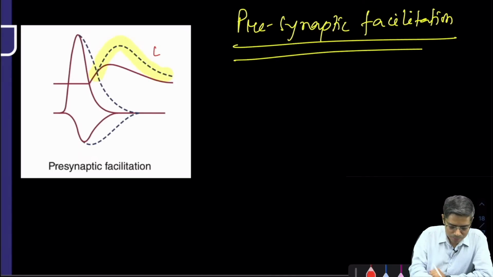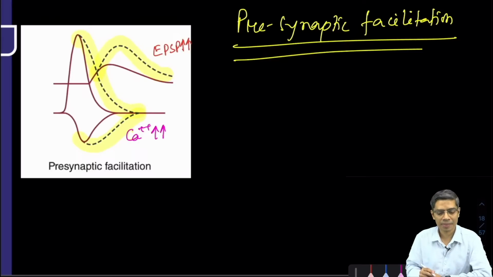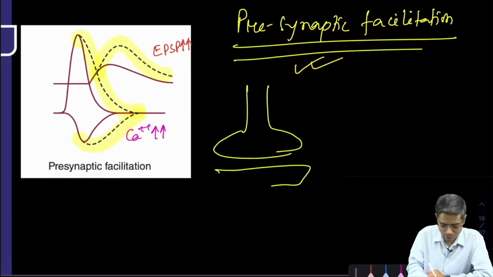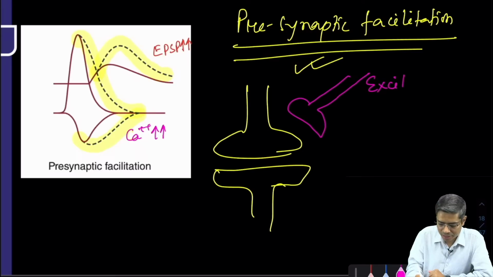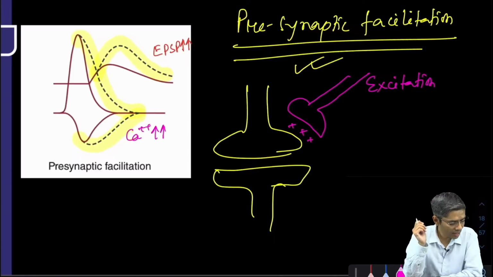Okay, this means the EPSP amplitude has been increased here. The broken line is showing that calcium entry is more, which means increased calcium influx into the presynaptic membrane. The broken line is also showing that the action potential is persisting for a long duration. This is typically known as presynaptic facilitation. If this is a synapse between two neurons, there is a third neuron which is excitatory in nature, and this synapse is known as presynaptic facilitation.